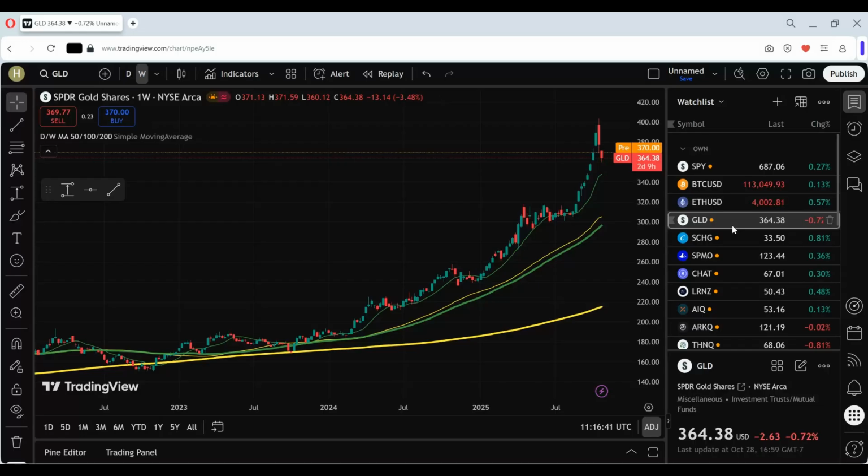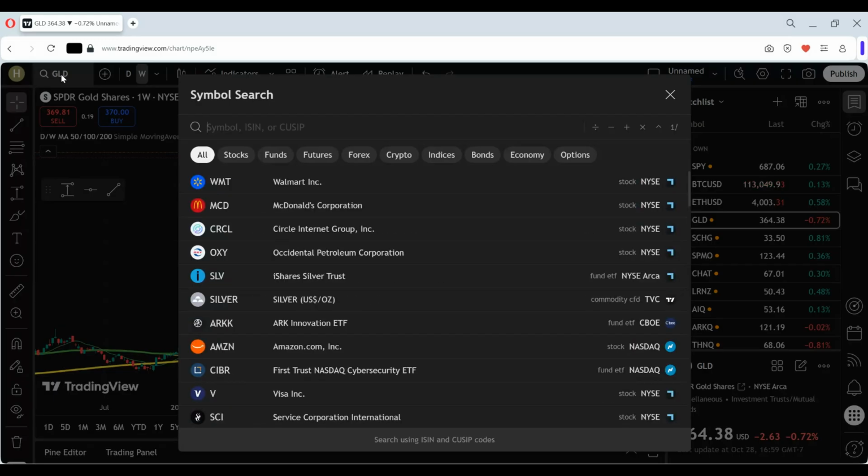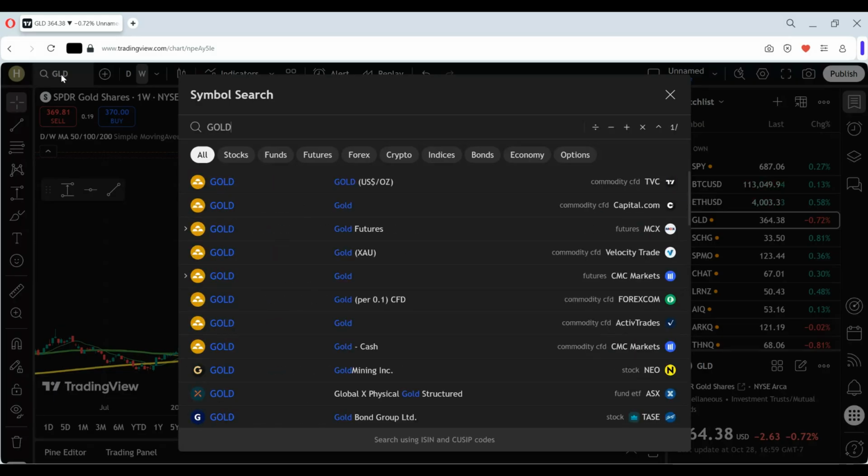The second way is you click up here in the top left where this little search magnifying glass is. You click in there and then type what you're looking for. If you know the ticker, you could just type it in, GLD for gold. But maybe you want to look at gold per ounce, so you can just type the word gold, and they'll give you a bunch of options. Here's gold, US dollars per ounce, gold futures, etc. So there's a bunch of them. We're going to look at gold per ounce, so we could click this top one here.